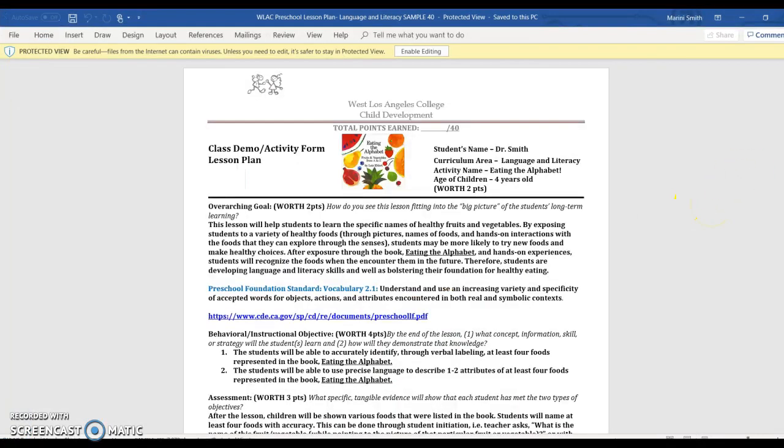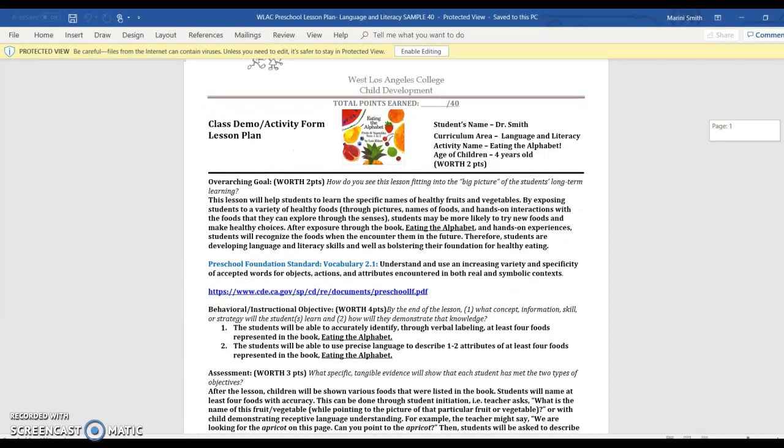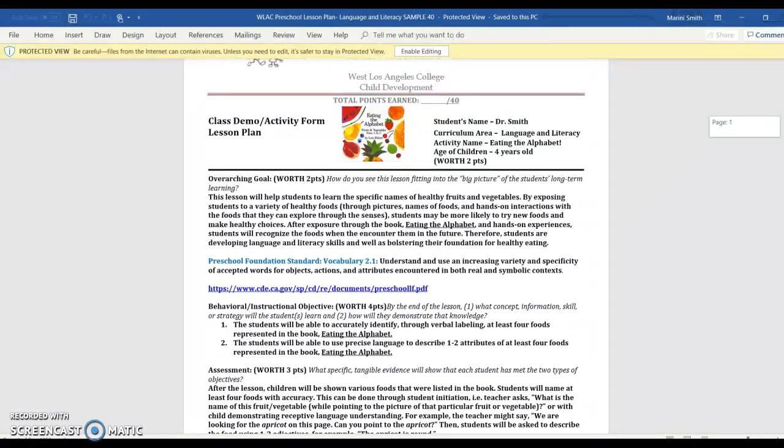Okay, so both of these are worth 40 points, whether you do preschool or K through 3. So this is one that I created myself. You'll see each section gives you the number of points designated for that section, so it's really clear to see how you will be assessed. And each section is pretty self-explanatory, but hopefully it'll make even more sense with my verbal instructions.